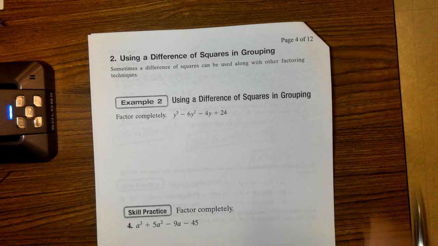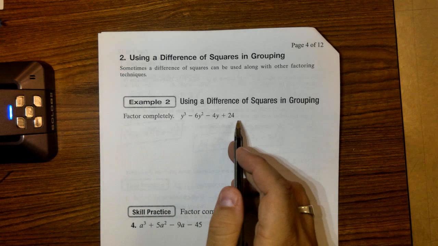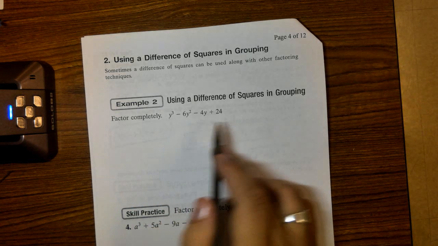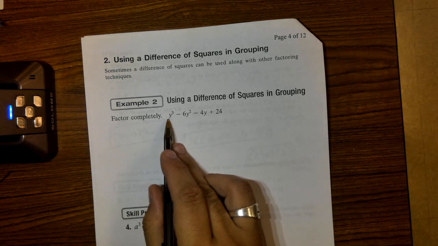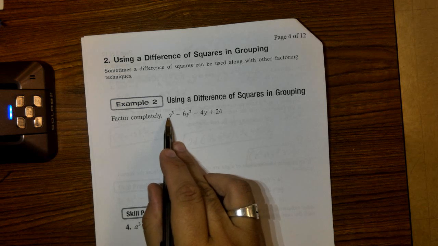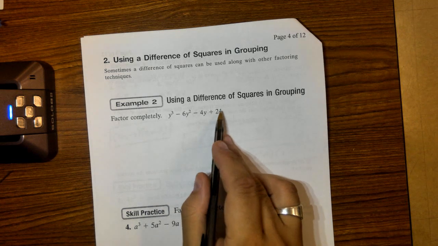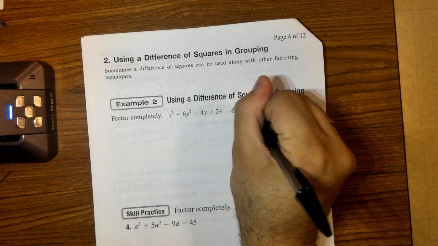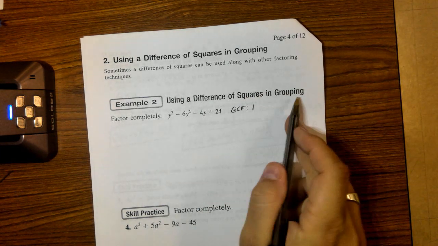Example 2 is using difference of squares but in grouping. So we have 4 terms, and we want to see first of all what the GCF is. 1 is the coefficient in front of the first term, so automatically the numerical GCF is 1. Since the last term does not have a y, there's no variable GCF to factor out, so the GCF for example 2 is 1, which means we're going to go into factoring by grouping.